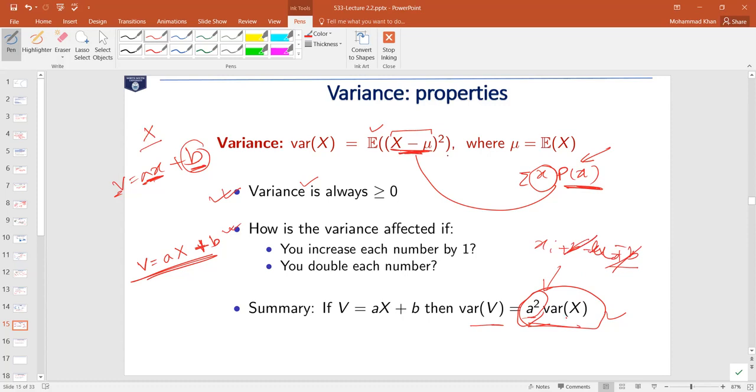But if we multiply the values, we'll have A xi minus A mu, squared. That means A squared times xi minus mu squared. So that's why we'll have an A squared outside and then the variance of X. That's why you see a quantity like that. Clear now? Yes, sir.